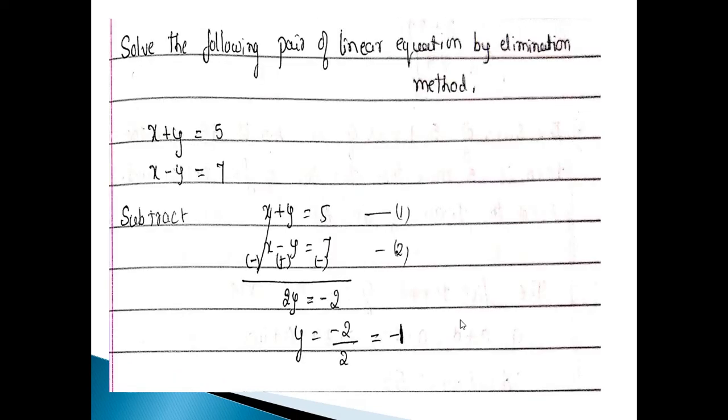Solve the pair of linear equations by elimination method. Here there are two equations, x plus y is equal to 5 and x minus y is equal to 7. Students, first we have to concentrate on whether the first pairs are equal or not.